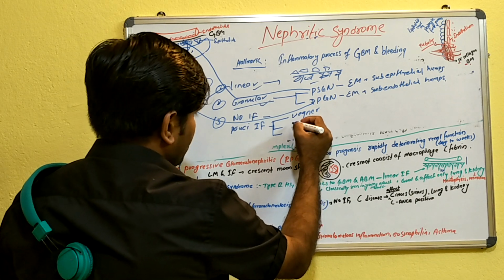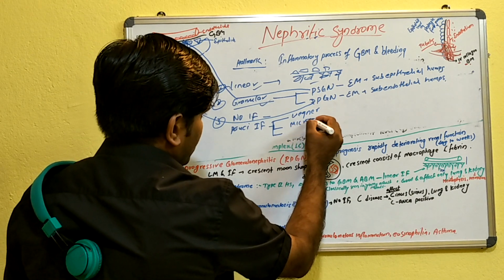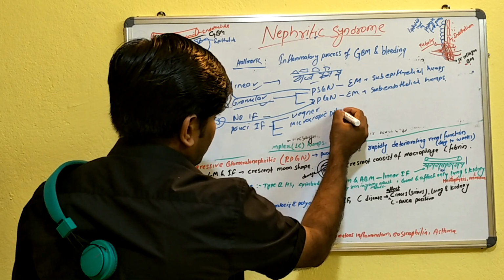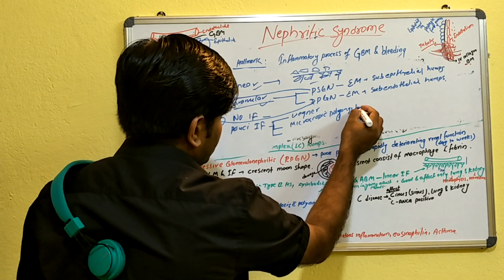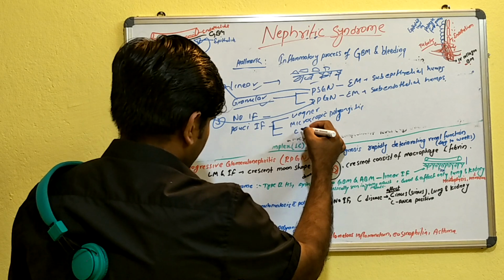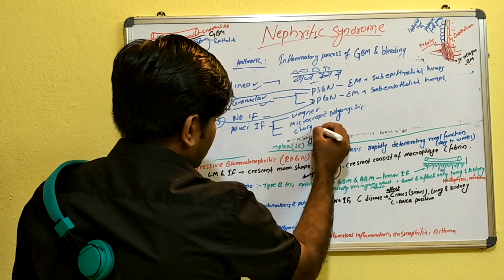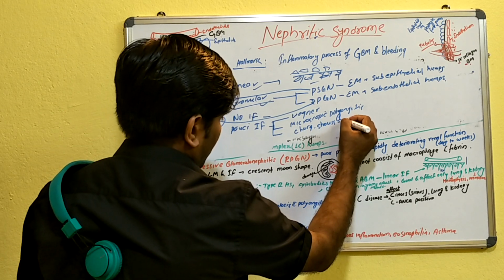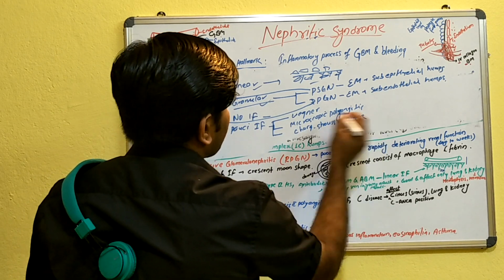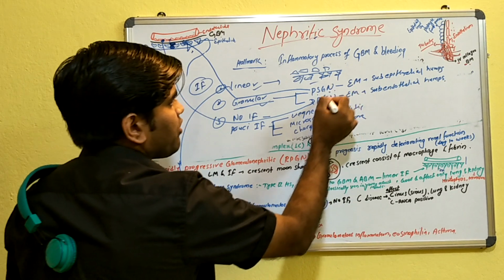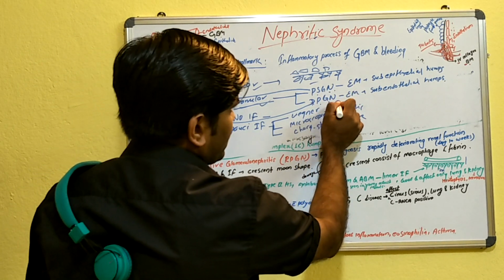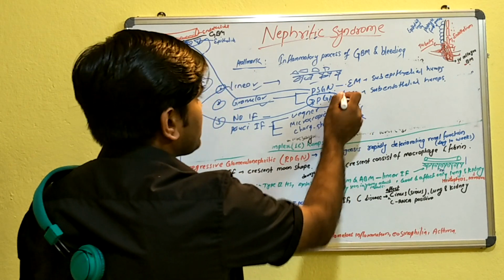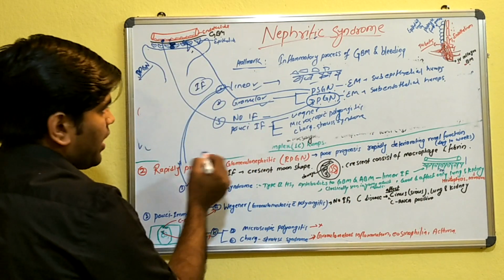Then there is microscopic polyangiitis, and Churg-Strauss syndrome. So we have discussed about this granular post-streptococcal glomerulonephritis and diffuse proliferative glomerulonephritis. Although I have not discussed in detail, I have told you how to differentiate between these. Now we'll discuss the linear one and this one.